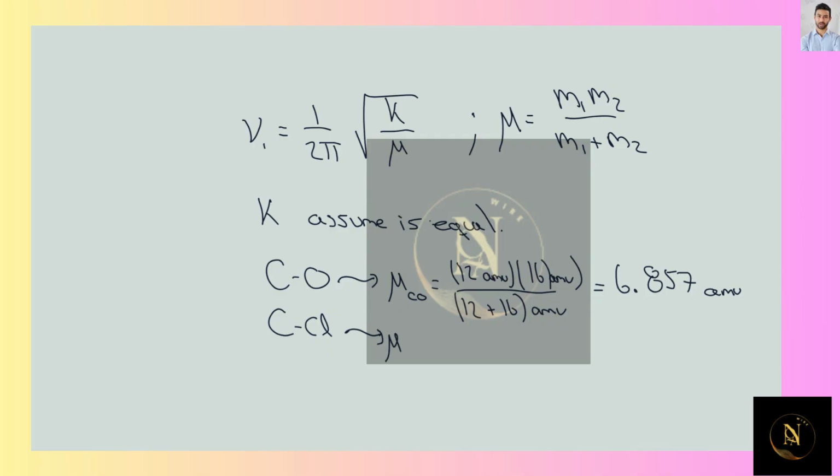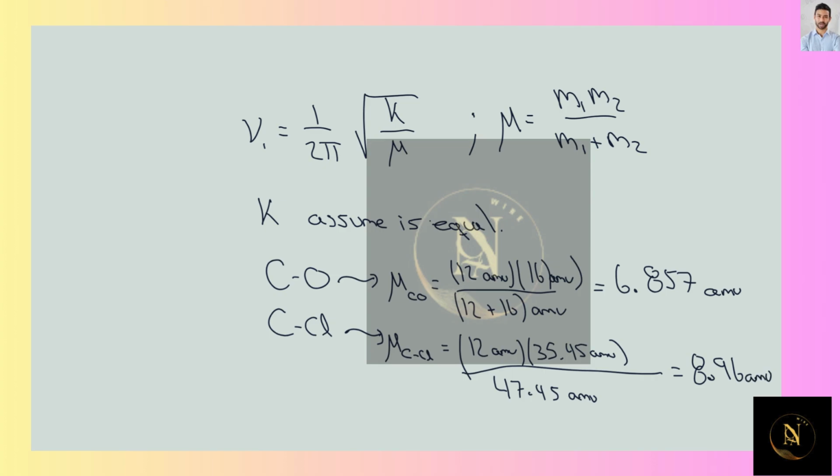The value of carbon chlorine is equal to, now we're going to have 12 atomic mass units times, let's take 35.45 atomic mass units divided by the sum of both of these, which is going to be 47.45 atomic mass units. So now we're going to have 8.96 atomic mass units, actually 965, but it really doesn't matter.